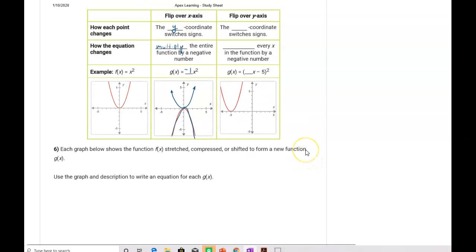Now, a flip over the y-axis is when the x-coordinate switches signs. So when you multiply every x value in the function by a negative number, what's going to happen here? If I put a negative here, it's going to flip it over the y-axis. It's almost like this comes like this, and when it reflects, this side comes here, this side flips and comes here. Okay?